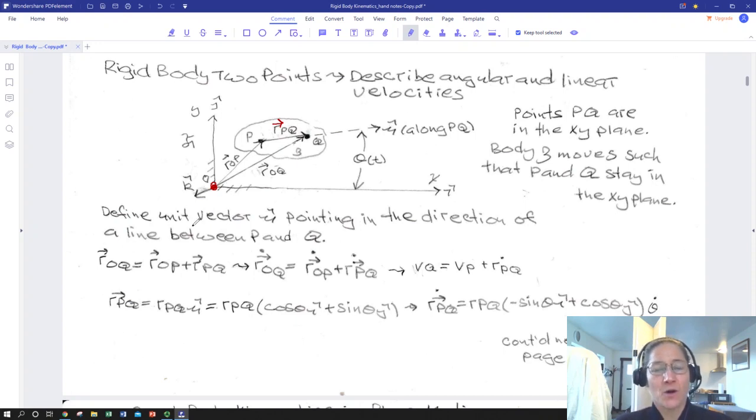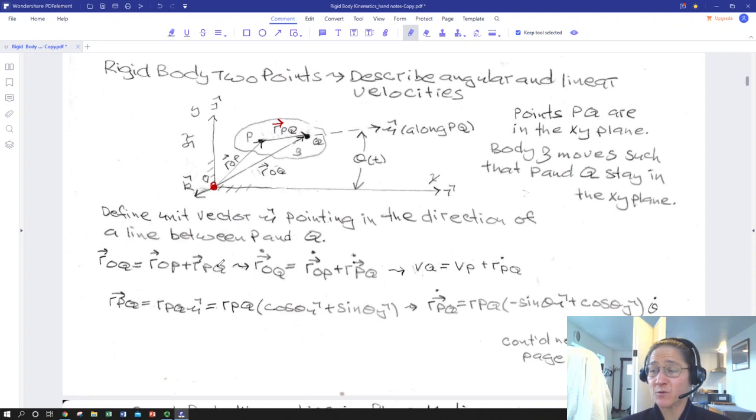Okay, so we can define the location of point Q versus its origin as the vector sum of the radius vector from point O to P, and then add RPQ to that. So that equals ROQ. So just vector addition there. Okay, great. Let's write that. So we got ROQ equals ROP plus RPQ.